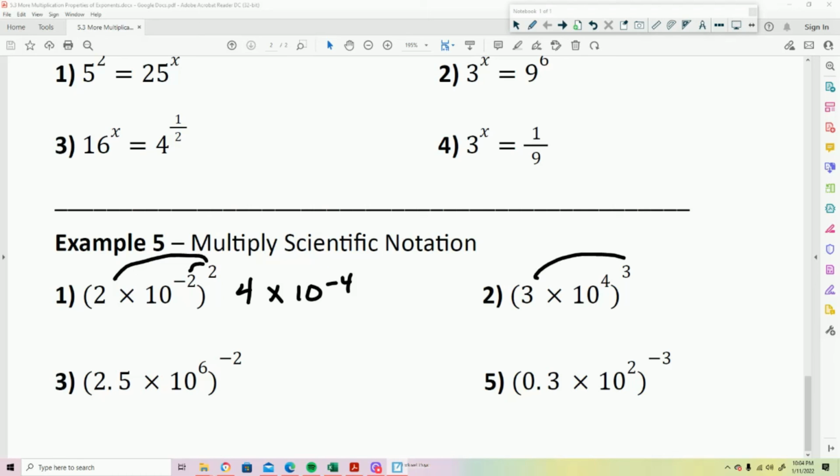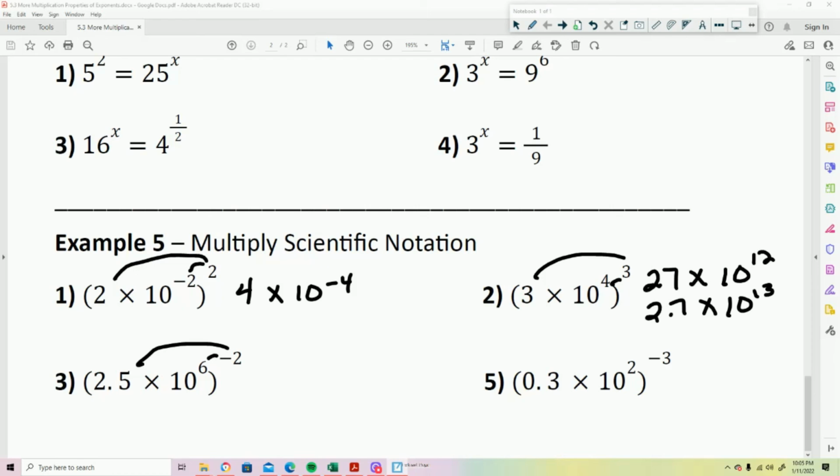I'm going to distribute. I get 3 to the 3rd, which is 27. I get 10 to the 4th to the 3rd, which is 10 to the 12th. I have to make this smaller. So to fix that, I have to make that larger, 10 to the 13th. Okay, keep going.